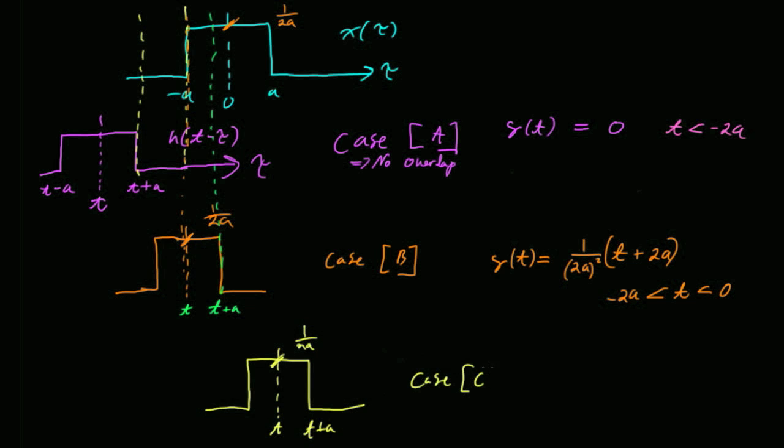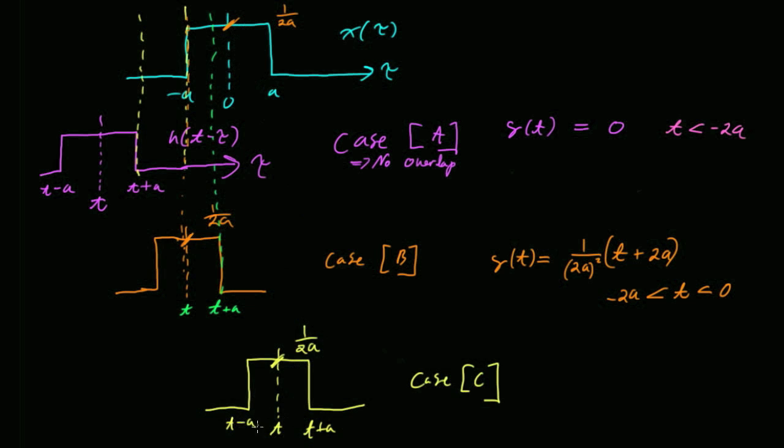So x of tau is still 1 over 2a. h of tau is still 1 over 2a. So the only detail I need to sweat now is the limits of integration, which doesn't have to be hard. Where am I going to integrate this thing from?